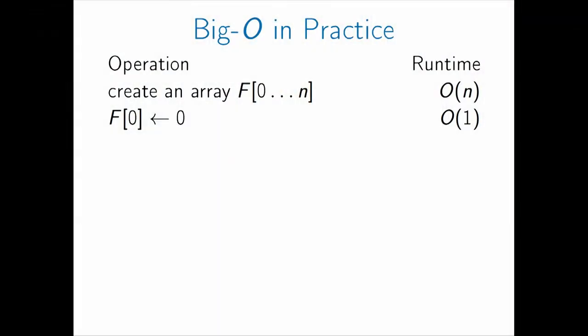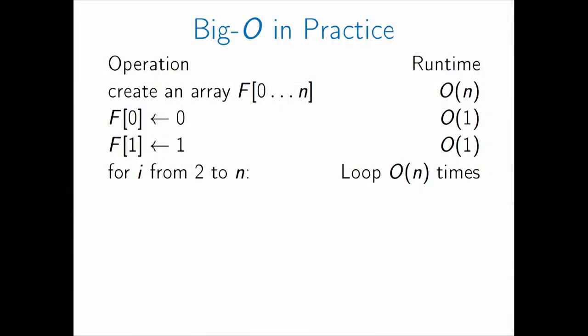Next, we set the 0th element of the array to 0. And this might just be a simple assignment. We might have to load a few things into registers or do some pointer arithmetic. But no matter whether this is one machine operation or 5 or 7, that's still going to be a constant number of machine operations, O of 1. Similar to setting the first element to 1, again, O of 1 time.